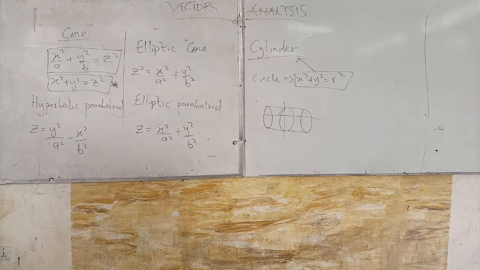So have it in mind that when the hyperbolic parabola is going to be minus, I will interchange the x and the y. The y squared takes the x squared. Is it okay? So that is the general thing we have.